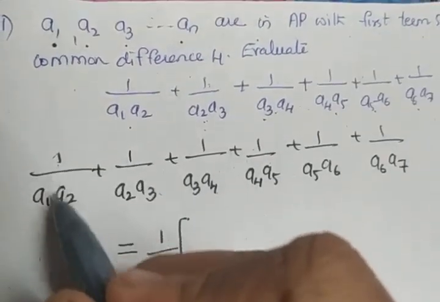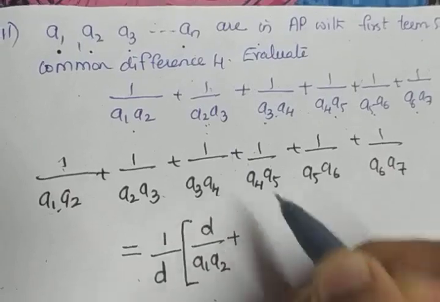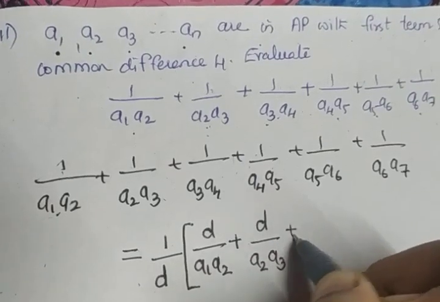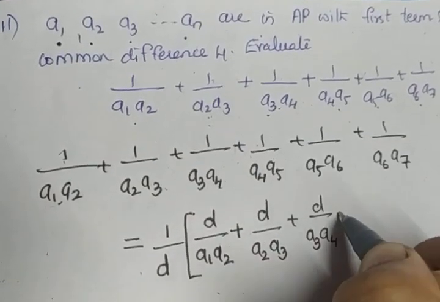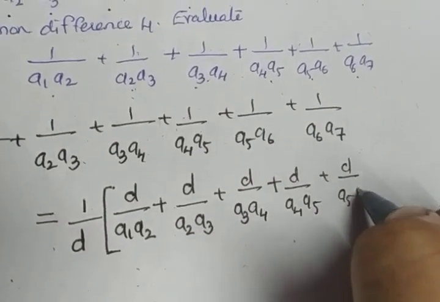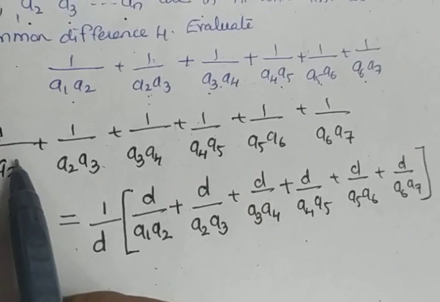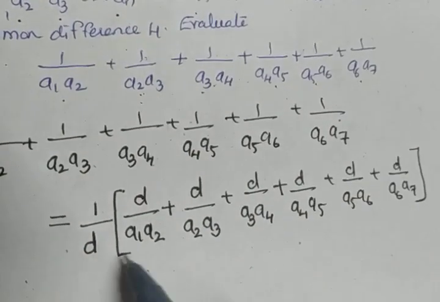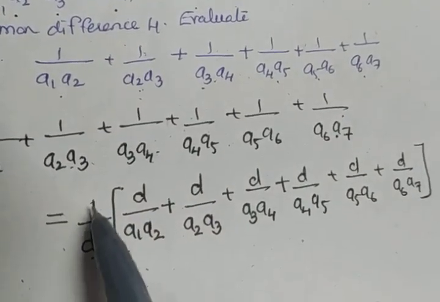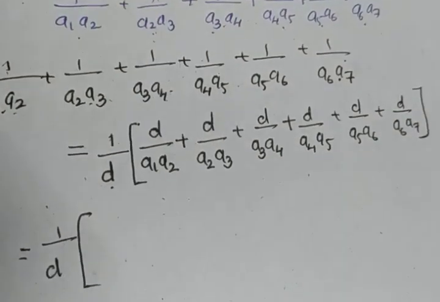So the first term becomes 1 by A1 A2 into D, which gives you D by A1 A2. Plus, the second term also I have to multiply with the D, so D by A2 A3. Plus D by A3 A4. Plus D by A4 A5. Plus D by A5 A6. Plus D by A6 A7. What I did is I multiplied throughout the terms with the D and divided with the D. The multiplied term I give to each and every term, and the divided D I wrote as 1 by D. Again, the next step also you have to remember: 1 by D I am writing as 1 by D itself.